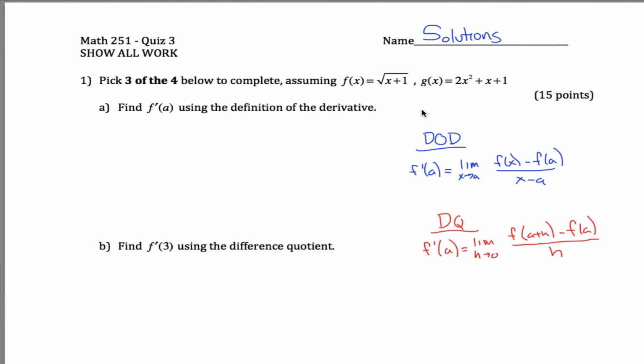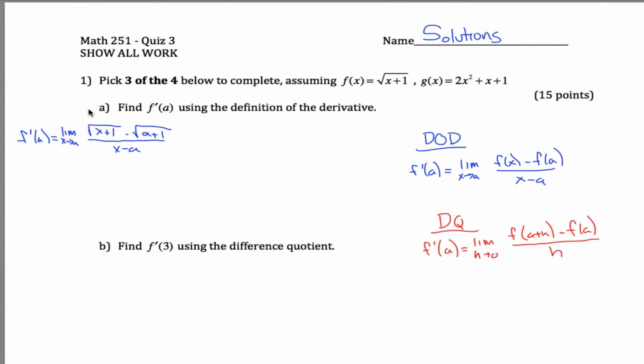Well, here we go. Here's f of x. So you're basically just plugging everything in. F prime of a is equal to the limit, as x approaches a, of f of x, given to me as the square root of x plus 1, minus f of a. Well, if f of x is the square root of x plus 1, f of a would be the square root of a plus 1. You're just replacing all the x's with a's. That's divided by x minus a. It's this. Evaluate this limit. Sure, I guess I'll do that now.